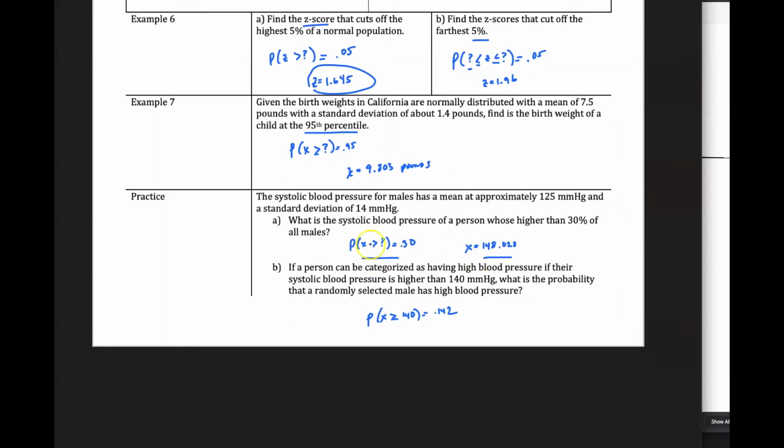X equals 148. You should be able to replicate that using those means and standard deviations. Higher than 30% of all males, so you're looking for the probability that it's greater than 0.30. And on this one, if their blood pressure is higher than 140, this was the probability the randomly selected person has high blood pressure, and that one's just calculating the probability that X is greater than 140. Here you're given the percent and you're trying to find the X value. There, you're given the X value and trying to find the percent. Just recognize both of those problems.